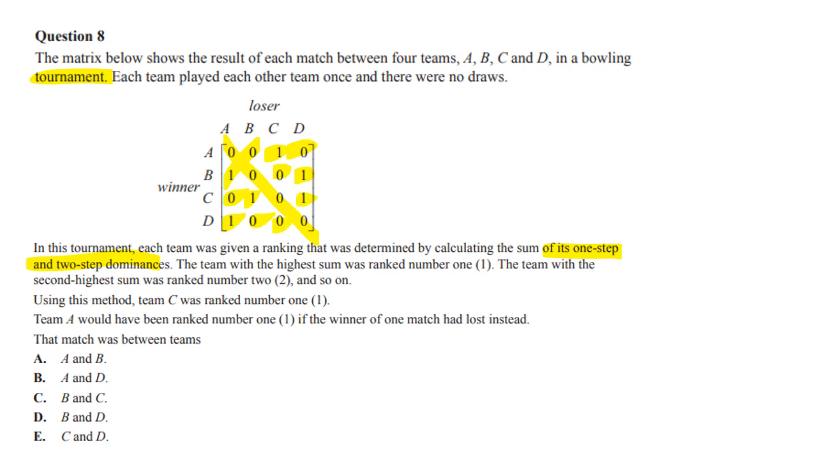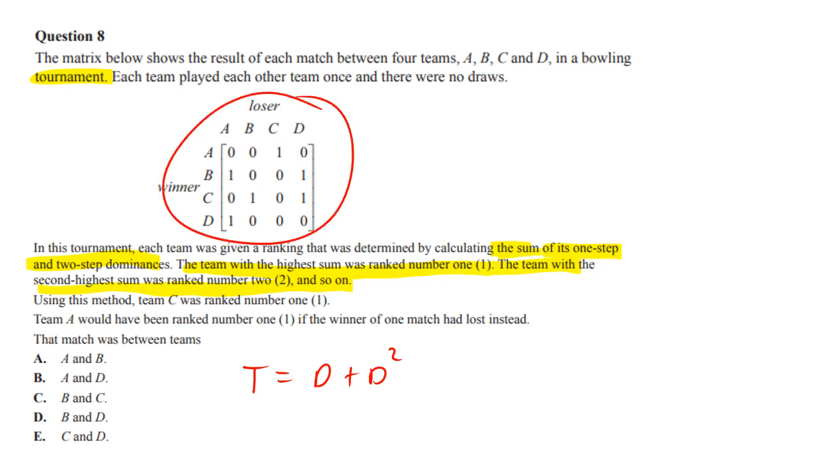So there's nothing wrong with all of that. What they're saying is, if I use that idea of total dominance, and that's what they're sort of saying here. It says that the team with the highest sum was ranked number 1, the team with the second highest rank was number 2, and so on and so on, by calculating the sum of the thing. So what they're saying is we want that situation of T equals D plus D squared, and then working out who's got the highest number to be ranked number 1. And they're saying if you do this on this matrix, you will find that C is ranked number 1.